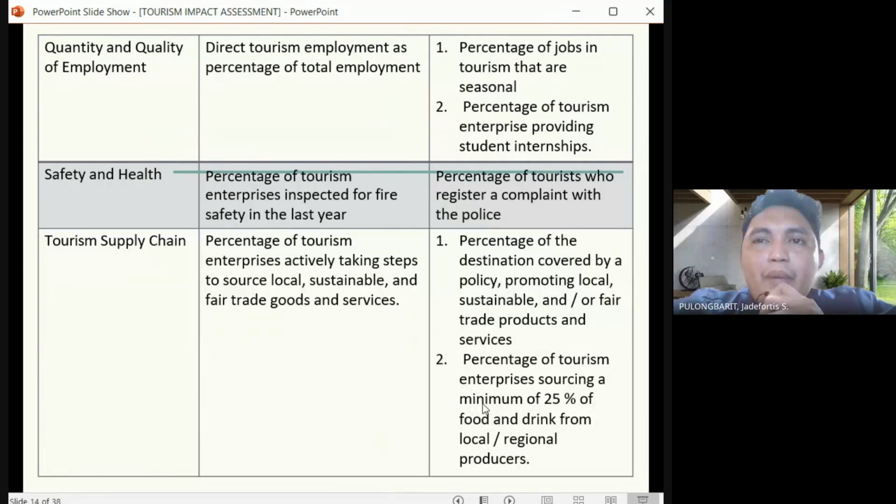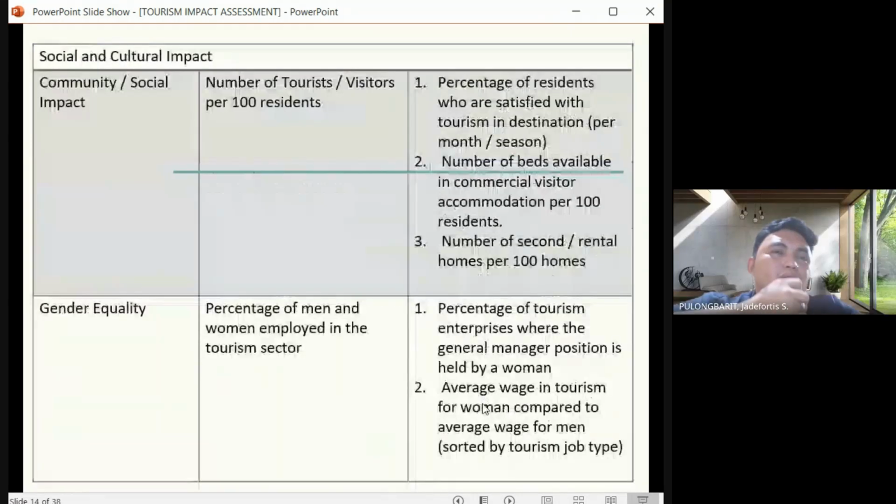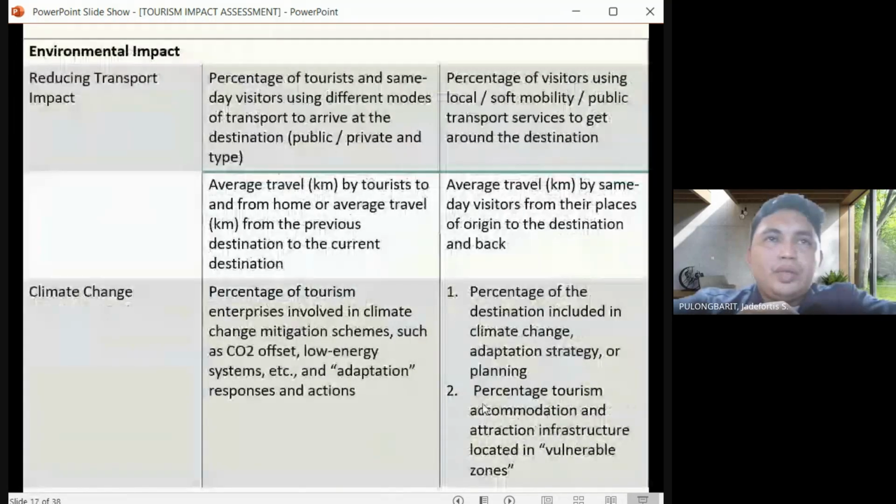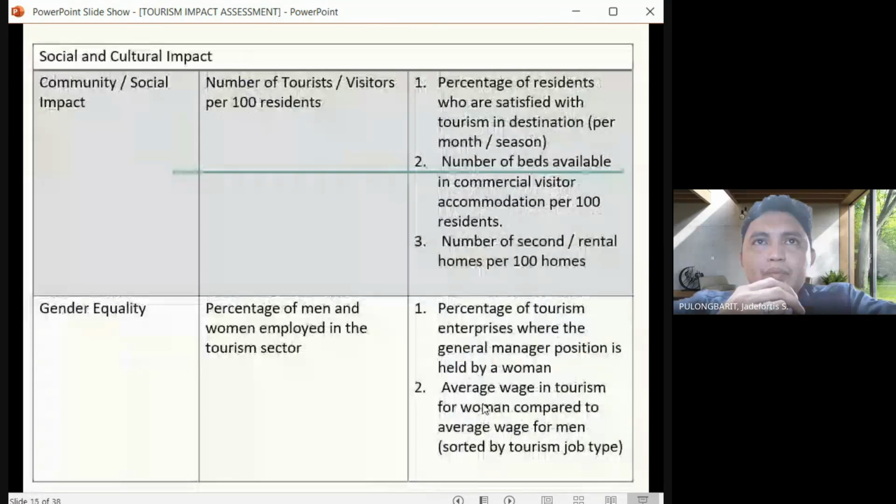For social and cultural impacts, the criteria are community or social impact, gender equality, accessibility, protecting and enhancing cultural heritage, local identity and assets. So, for community social impact, what is determined here is the number of tourists or visitors per 100 residents. And then another one, the optional is percentage of residents who are satisfied with tourism destination per month per season. Number two, number of beds available in commercial visitor accommodation per 100 residents. Three, number of second rental homes per 100 homes.